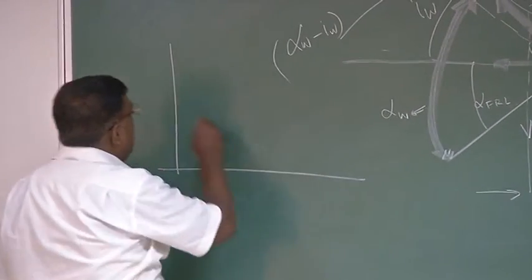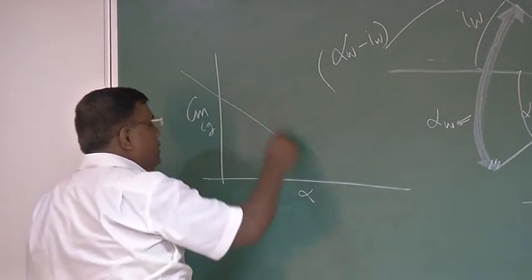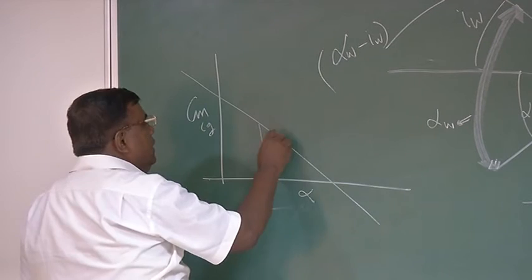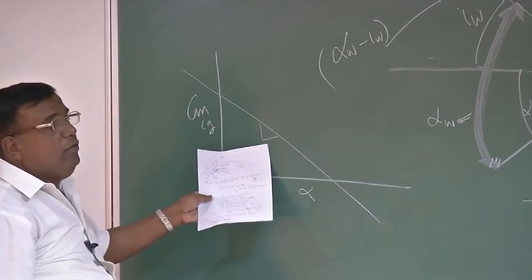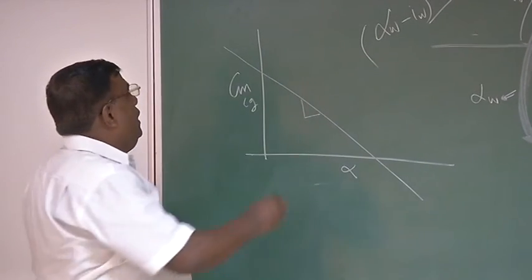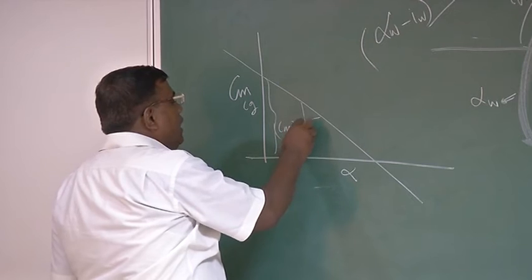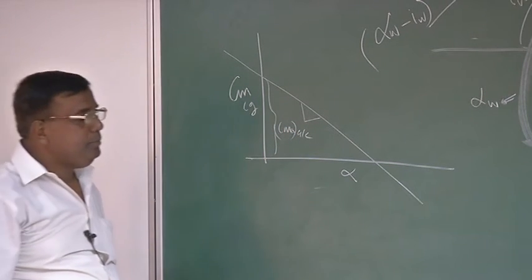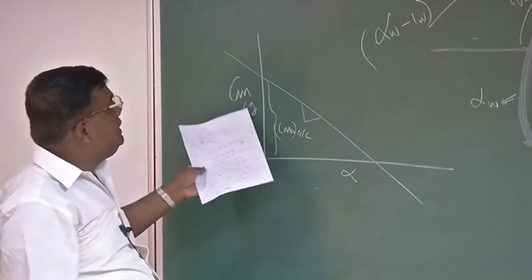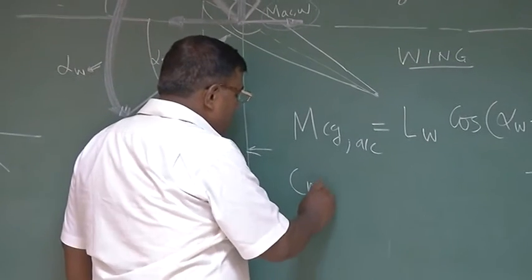Our aim is CMCG versus alpha we want to plot, and we are checking the slope, whatever desired slope we want, how much out of that desired slope the wing is contributing, and whatever CM naught we require, the whole aircraft, how much the wing is generating or contributing. So we'll be talking in terms of CMCG. So from MCG, how do I come to CMCG? You know, you are expert now.